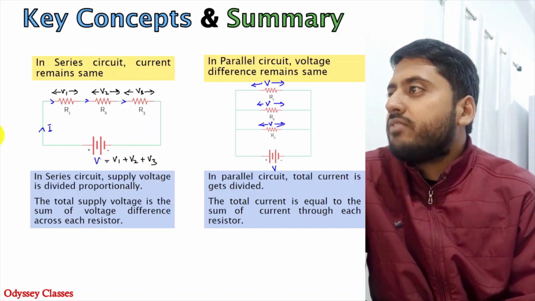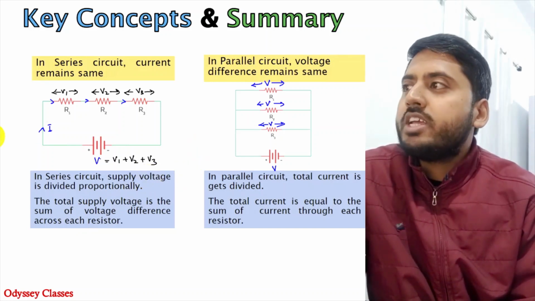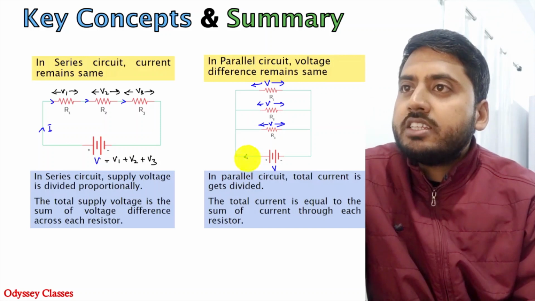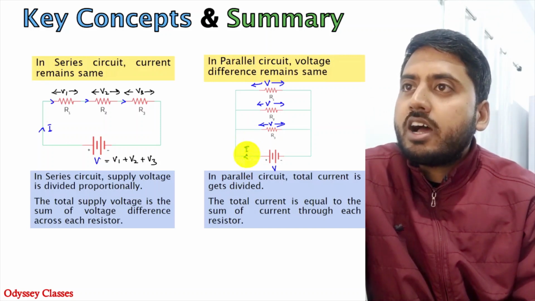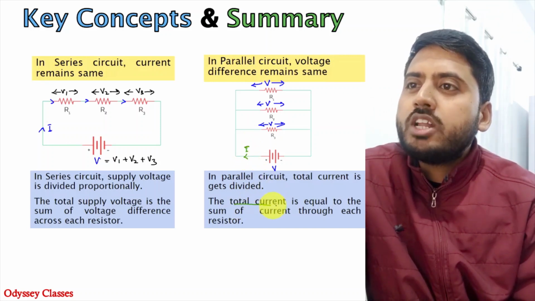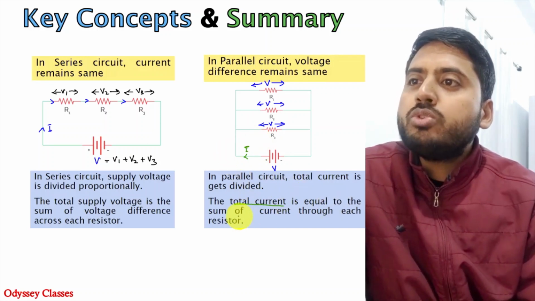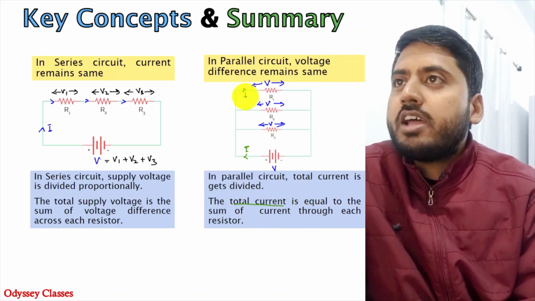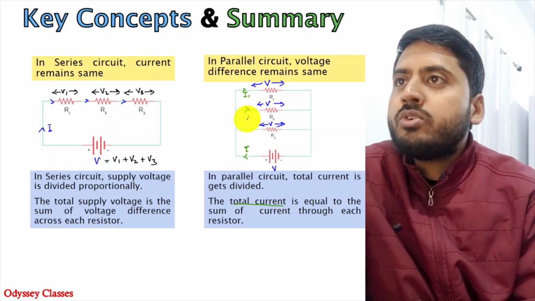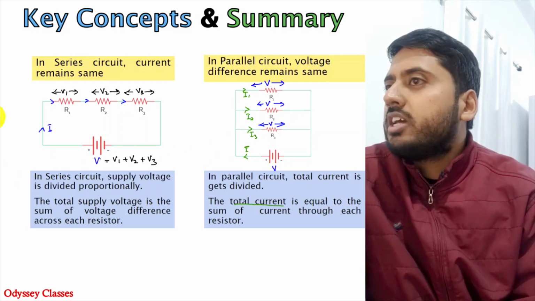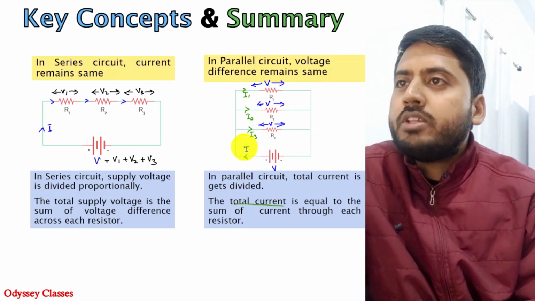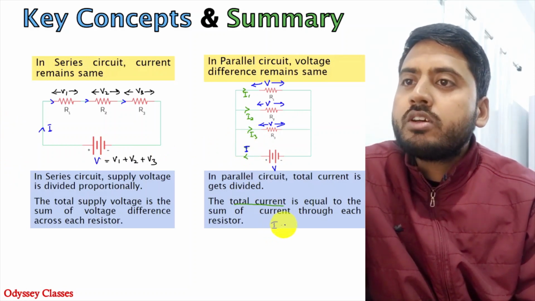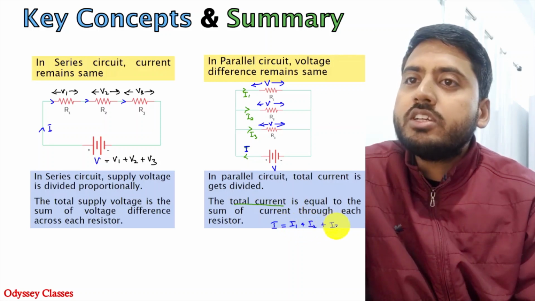Now in the same way for a parallel circuit, we can say the total current, that is this current I, is equal to the sum of current through each resistor. If this is your I1, this is your I2, this is your I3, the total current, this I, will be the sum of I1 plus I2 plus I3.